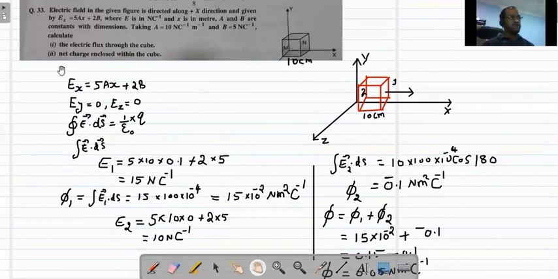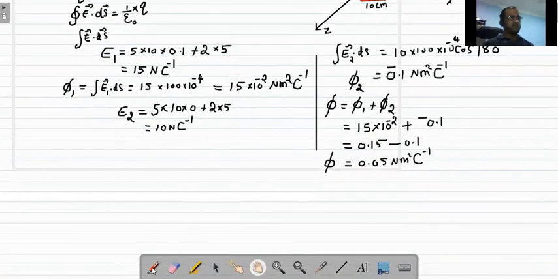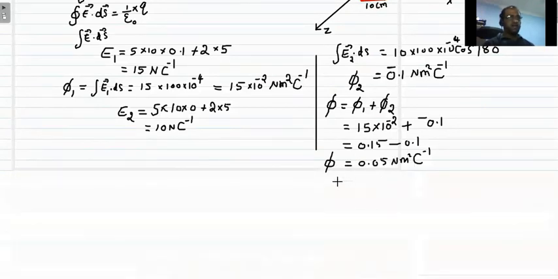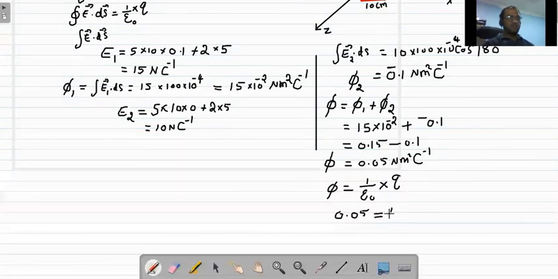Then the second part of the question: what is the net charge enclosed within the cube? We can obtain it by using Gauss's theorem. According to Gauss's theorem, this flux phi, which is 0.05 Newton meter square per coulomb, is equal to 1 by epsilon naught into the net charge enclosed, q. We don't know how much q is there, so q we can calculate.